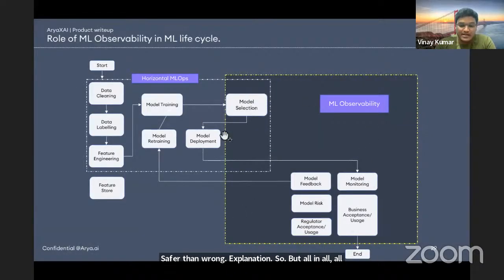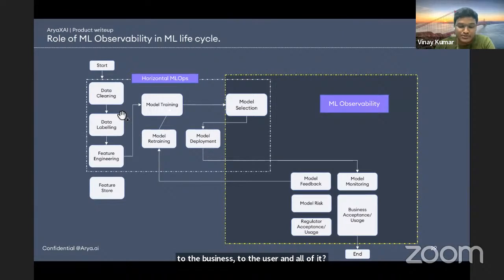So this is what we believe a good ML observability should have as the components. While MLOps is focusing on model manufacturing, ML observability should focus on model acceptance. So whatever is getting published, how can that be acceptable to the business, to the user, and all of it? So currently, there is a humongous amount of focus on MLOps.